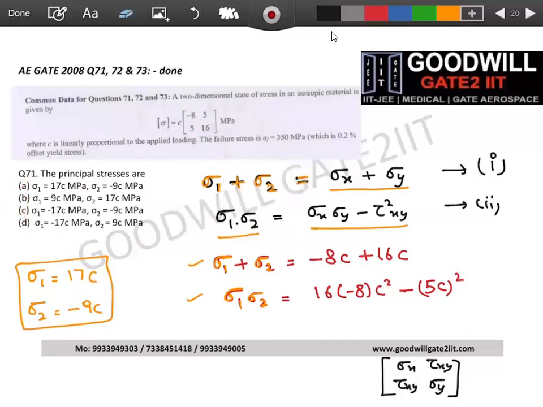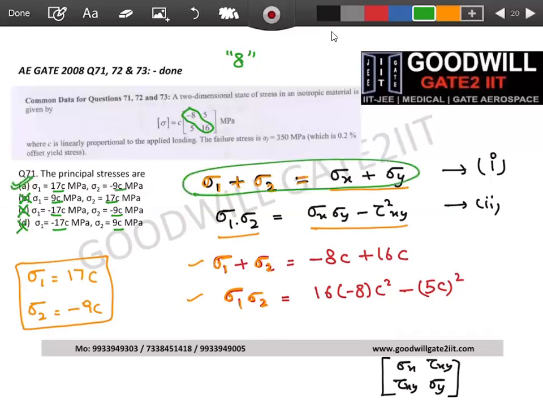Guys, what is the sum of diagonal elements here? Guys, I hope I am making sense. The sum of diagonal elements here is minus 8 plus 16. So I should get 8. And the sigma 1 and sigma 2 solution should also sum to 8. So if you see the options, 17 plus 9 is 26. Wrong. Minus 17 minus 9 is minus 26. Wrong. Minus 17 plus 9 is minus 8. Wrong. 17 minus 9 is 8. So the only option which is satisfying my first property is giving me the answer. So without touching a pen, you can actually mark this numerical.